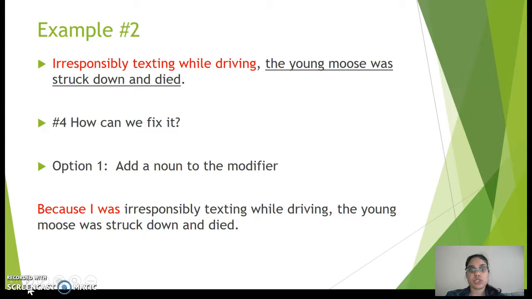We can add a noun to the modifier. Again, this is option 1. So we've added the words, "Because I was irresponsibly texting while driving, the young moose was struck down and died." So now there's no confusion over who was texting and driving. It's not the moose, it was I, the person who was driving. Or you could add a third person and you could put a name in there. For example, "Because John was irresponsibly texting while driving, the young moose was struck down and died."